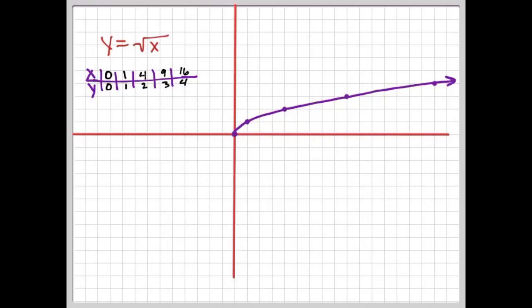There's our parent function. That's what we start with, y equals radical x. And now we want to apply a horizontal shift. Now, a horizontal shift takes the form y equals radical x minus h. That h there determines your horizontal shift. But horizontal transformations work opposite from the way you expect them to.